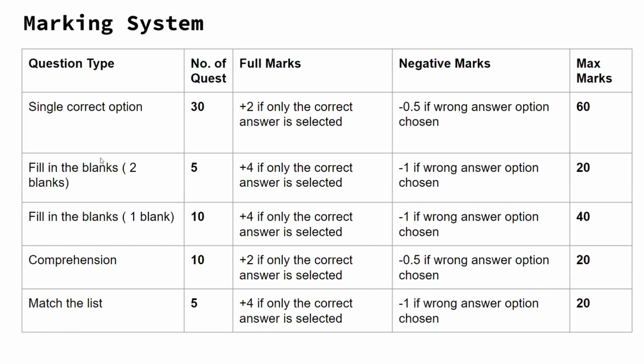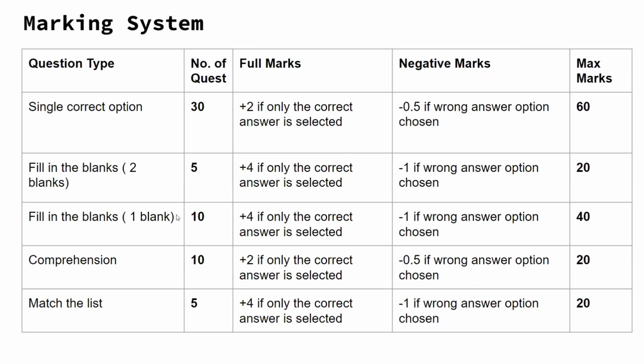Considering fill in the blanks, which has 2 blanks, the number of questions will be 5 and it carries 4 marks. So if you are given a single sentence, there are 2 blanks. If you give the right answer for one blank and a wrong answer for the other, then minus 1 will be deducted for each wrong answer. Since from one question, if you fill the right answer in both the blanks, then you will get 4 marks. And hence the maximum marks that you can get from fill in the blanks with 2 blanks is 20.